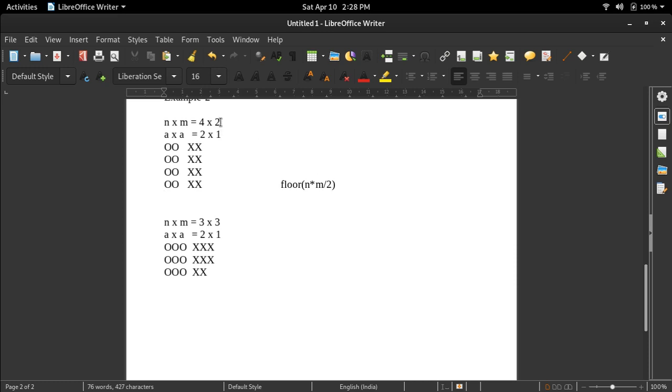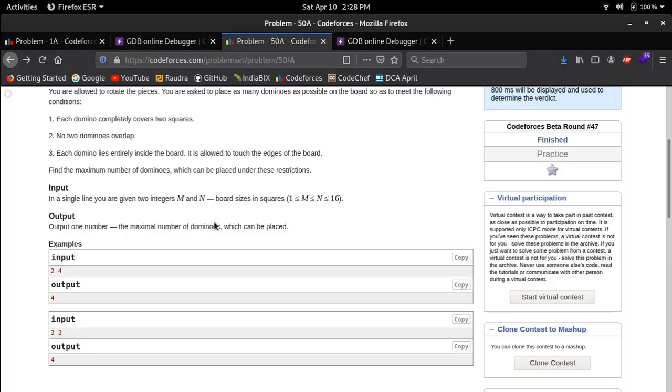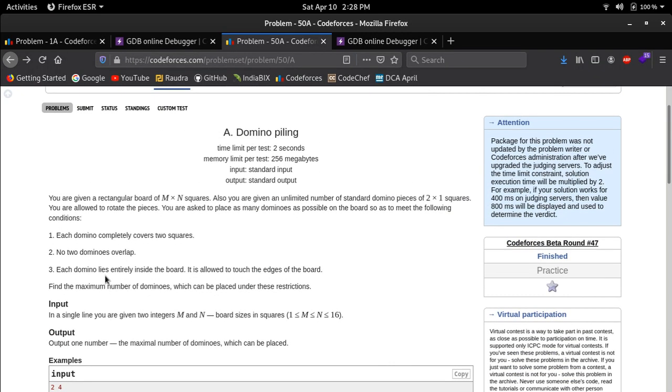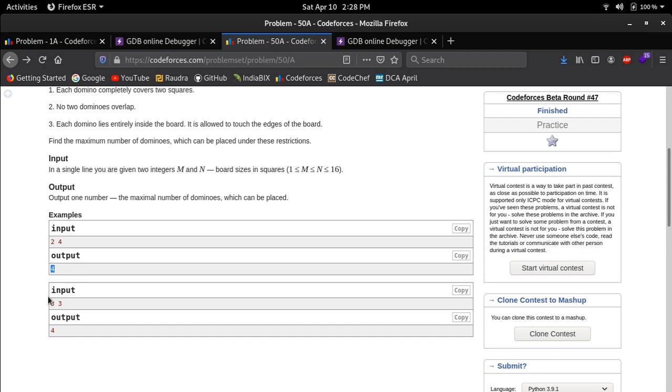So 4 cross 2 is 8, divided by 2 is 4. This is the answer for the first question, so 4 dominoes here. Here 3 cross 3 is 9, divided by 2 is 4 point something, and as we discussed, we have to take the floor. So 4 will be the answer, because the floor of 4 point some value will be 4 only. So for both cases the answer should be 4. Let's check. They have mentioned test cases, and both have answers as 4.